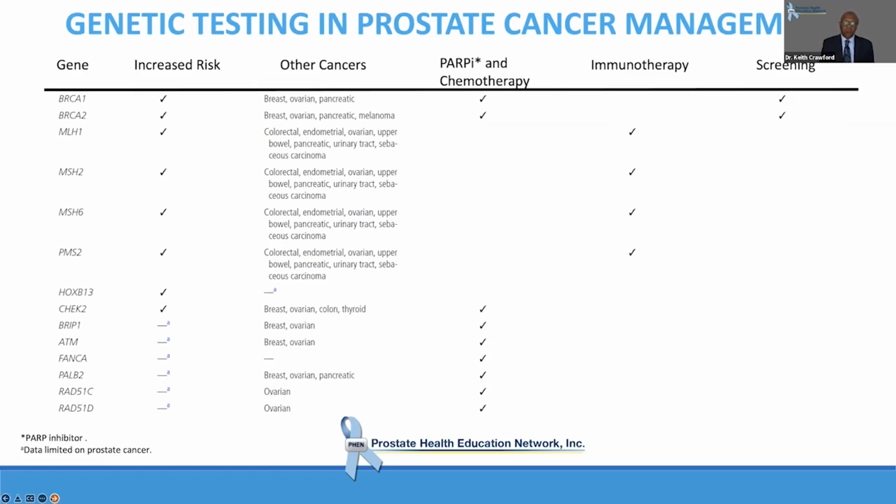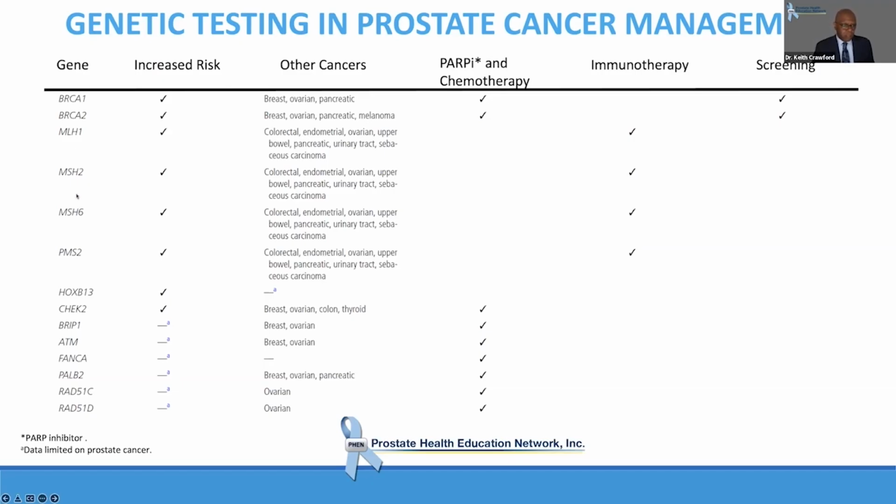I've mentioned before, once you have this genetic information, now you can use this to better manage your cancer. Now, on the left side, across the top, I'm going to cover genes, those that have an increased risk, other cancers that are associated with these genes, and that there are combination therapies like PARP inhibitors plus a chemotherapy, immunotherapy, and also preventive screening.